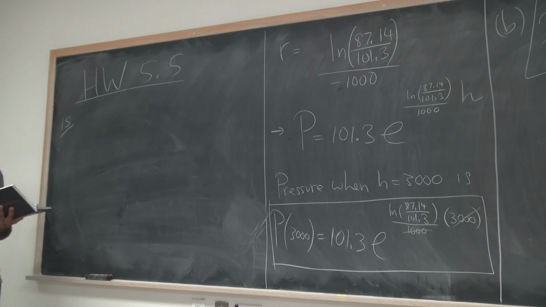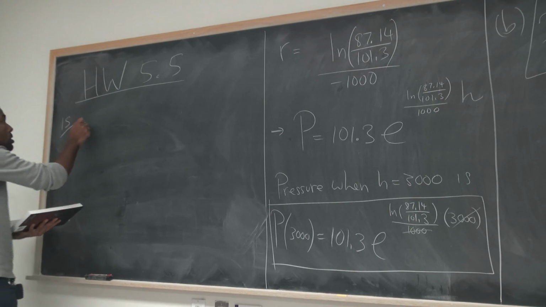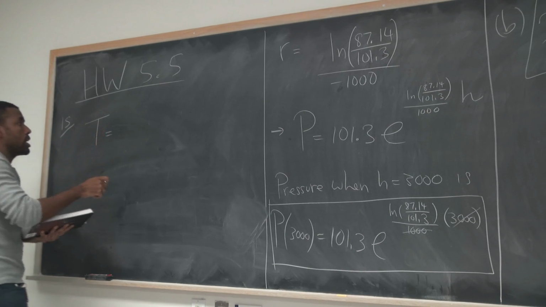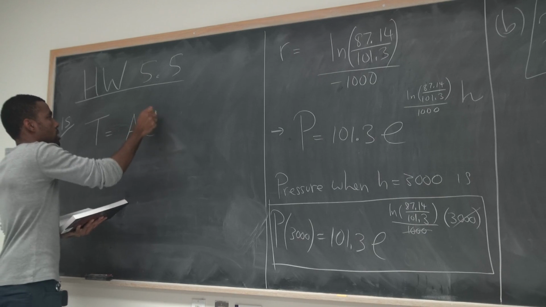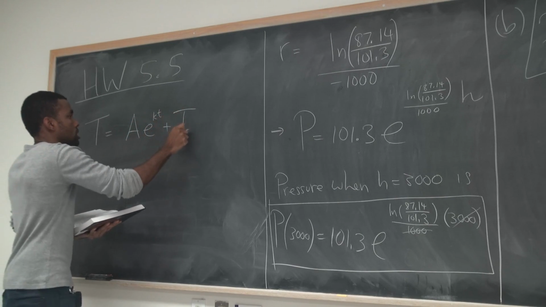So, what's going on here? What kind of equation am I going to use? Newton's cooling law, right? So I know that the temperature is going to look something like A e to the kT plus the surrounding temperature.